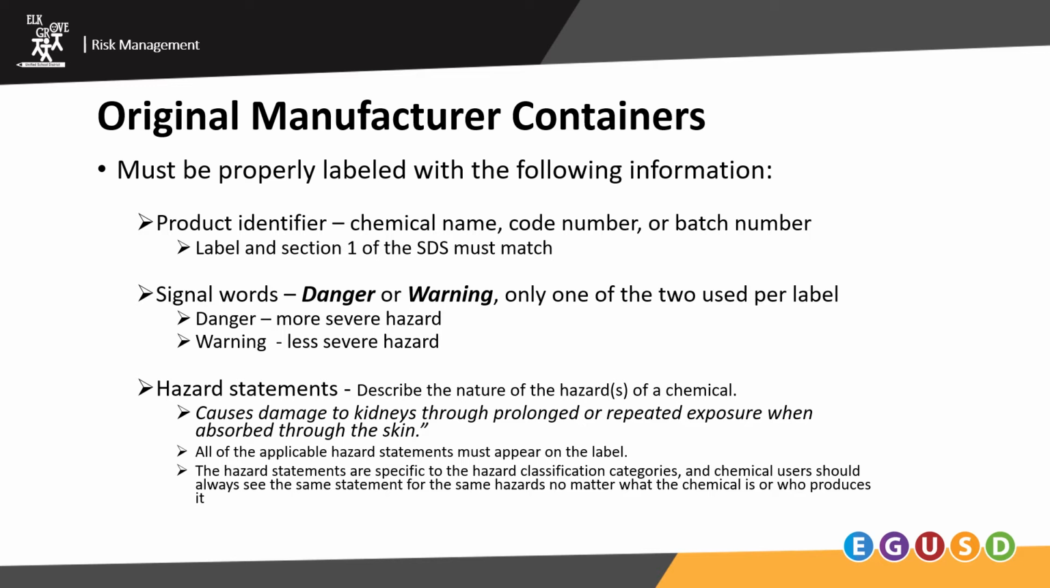Hazard statements describe the nature of the hazards of a chemical, such as causes damage to kidneys through prolonged or repeated exposure when absorbed through the skin. All of the applicable hazard statements must appear on the label. The hazard statements are specific to the hazard classification categories, and chemical users should always see the same statement for the same hazards, no matter what the chemical is or who produces it.